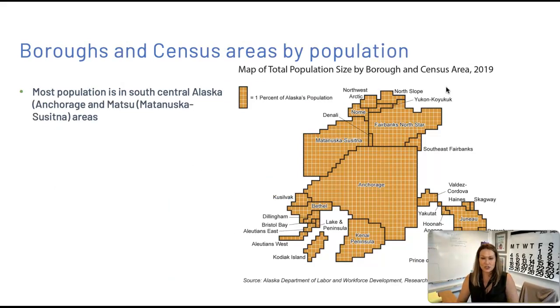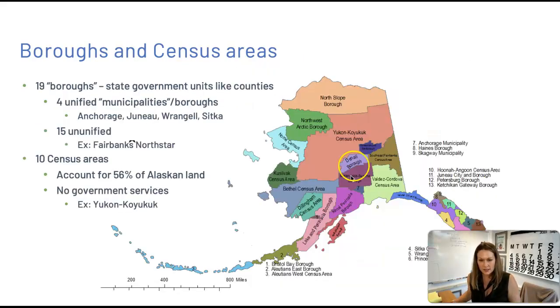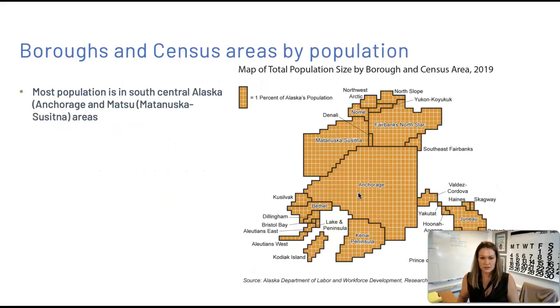This is kind of a cool map that shows what Alaska would look like if each one of those sets of squares represented 1% of Alaska's population. And you can see here Anchorage and the Matanuska-Susitna or Mat-Su areas. Between the two of those, that's the vast majority of Alaska's population. Let's go back to this map for a second. And here is the Mat-Su borough. And this little number here, this number 7, that is Anchorage. So this amount of land is the vast majority of population.